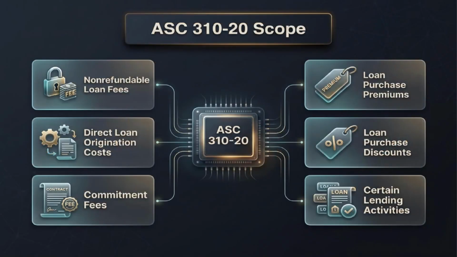ASC 310-20 focuses on non-refundable lending economics. For this video, we are mainly looking from the lender's side. The major items are non-refundable loan fees, direct loan origination costs, commitment fees, loan purchase premiums, loan purchase discounts, and certain lending activities. The standard is not trying to create a separate income bucket for every fee. Instead, it asks whether the fee or cost is really part of the loan's yield. If it is, the amount belongs in the carrying amount and interest income pattern.